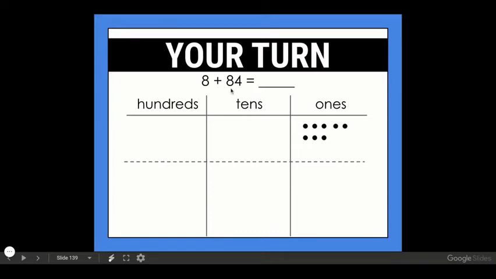All right, now let's draw our second addend, 84. Are there any hundreds? No. But we do have some tens. How many tens are we going to draw? We're going to draw 8 tens. 1, 2, 3, 4, 5, 6, 7, 8. After you draw your 8 tens, let's draw our 4 ones. 1, 2, 3, 4.